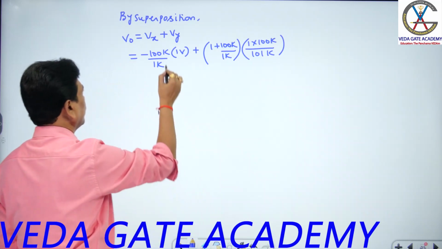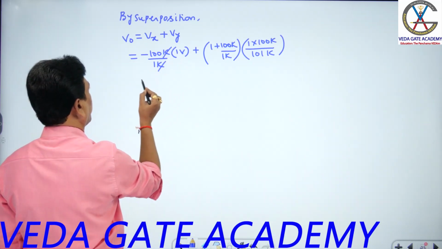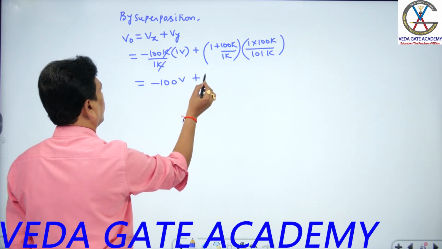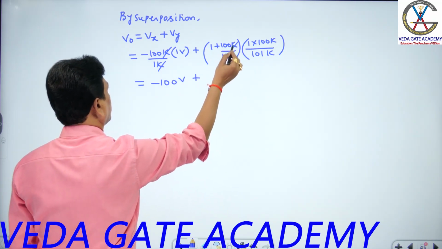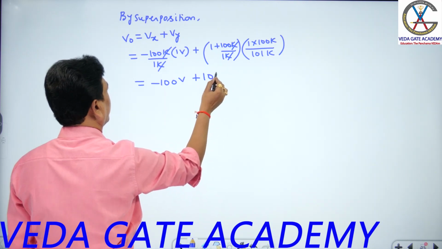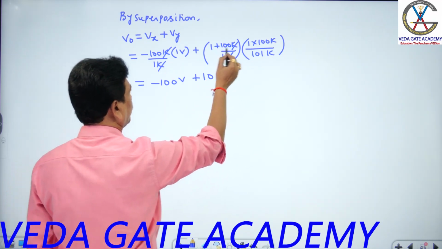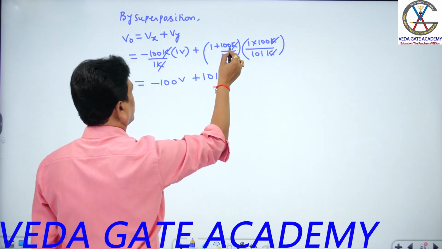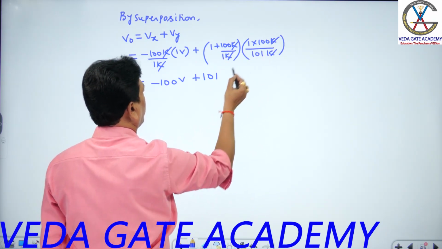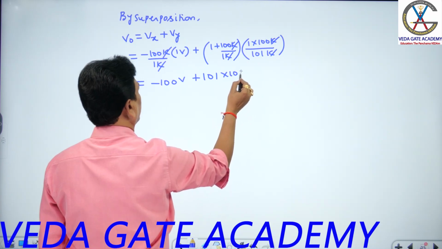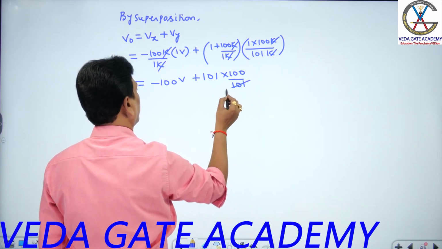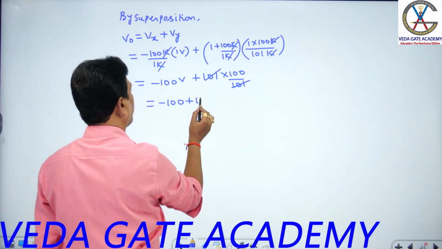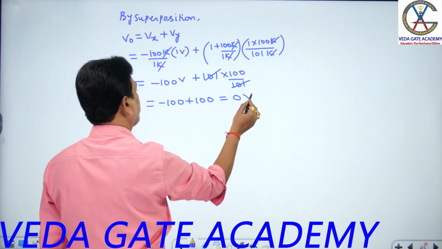This one cancels. That equals how much? Minus 100 volt, plus this one, 101 is there. This one equals what? 101, kilo cancels there. So this is 101, 100 by 101. So what you can get? Minus 100 plus 100. That equals 0 volt.